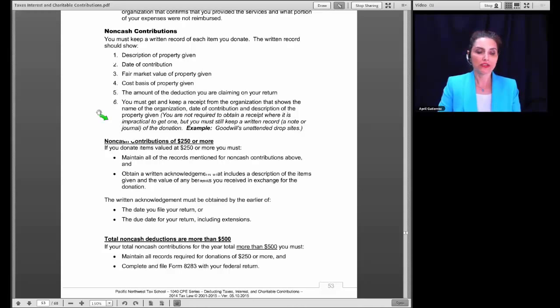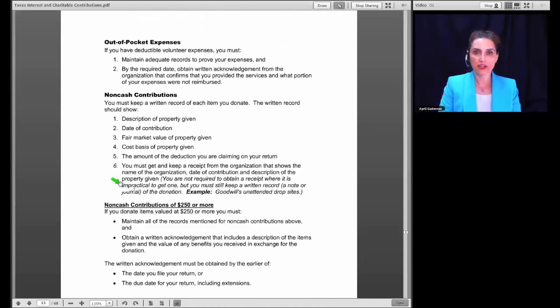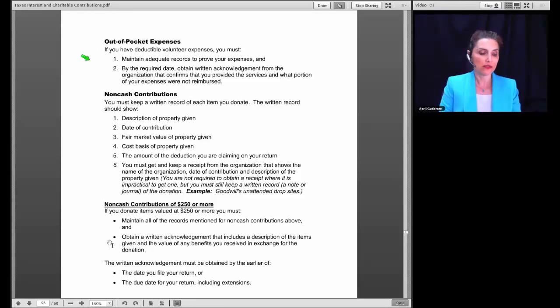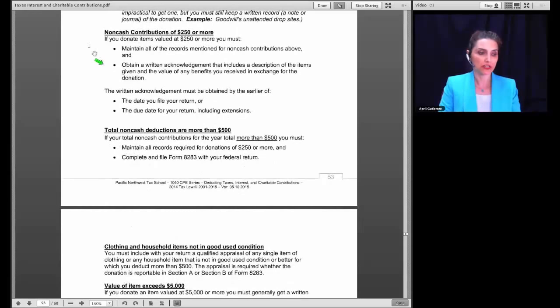Now, you are not required to always obtain a receipt where it is impractical to get one, but you must still keep a written record, a note or journal of the donation. For example, you make a drop at a Goodwill unattended drop site. There's no one there to give you a receipt. So instead of getting a receipt, you just keep a written record with a description of what you donated, the location that you made that donation at, and how you arrived at the value of what you donated, and the IRS says that is adequate. So it's interesting that under non-cash contributions, you don't have to have a receipt or a record of every donation other than a written record. But with cash contributions, you do have to have verification of some kind for every donation.